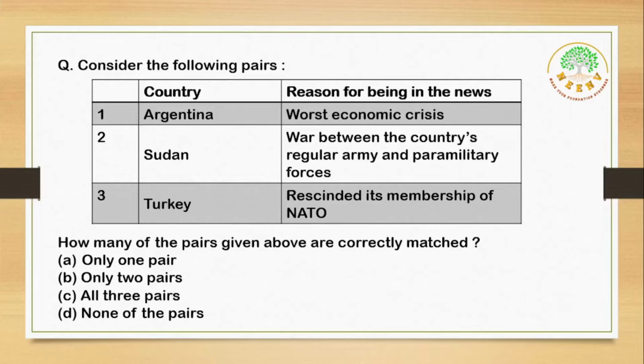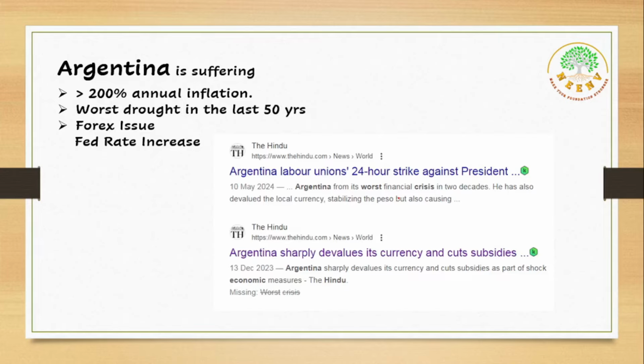Consider the following pairs: country and reason for being in news. Argentina, post-economic crisis; Sudan, war between the country's regular army and the paramilitary forces; Turkey, rescinded its NATO membership. How many of the pairs given above are correctly matched? Now let's discuss one by one. Argentina was in news because Argentina was suffering from economic crisis.